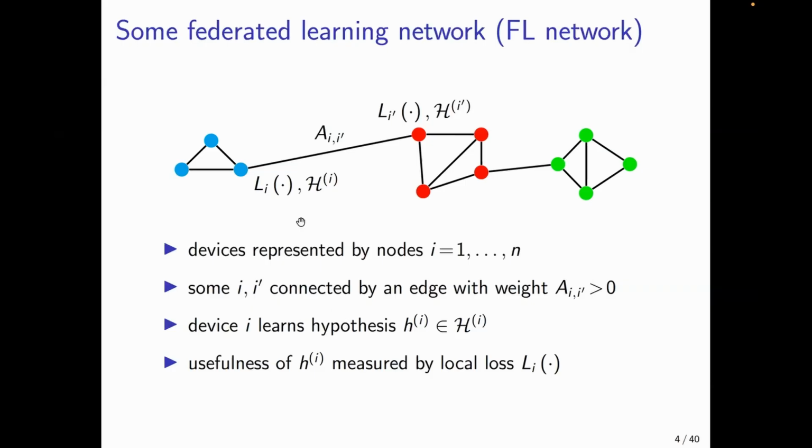and each device, which could be a smartphone, could be a laptop, could be a supercomputer, trains a machine learning model. So each device wants to train a machine learning model, which is here denoted by calligraphic H.